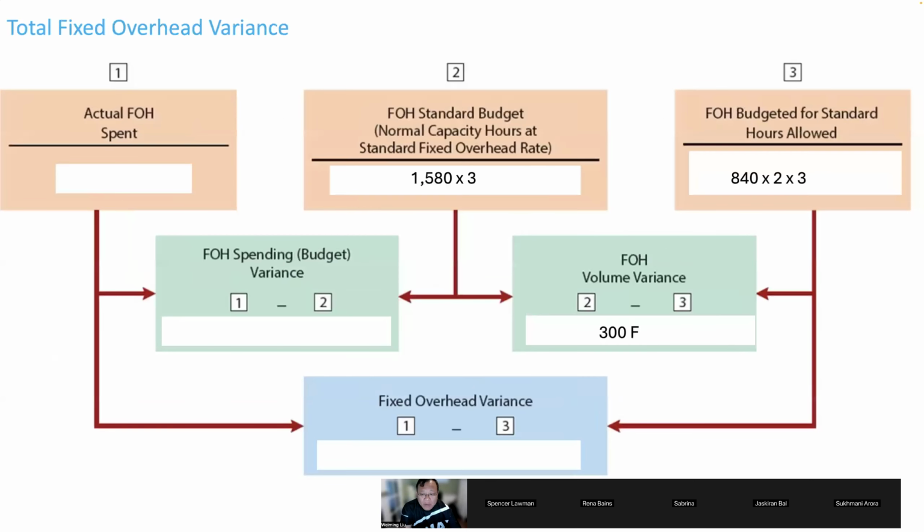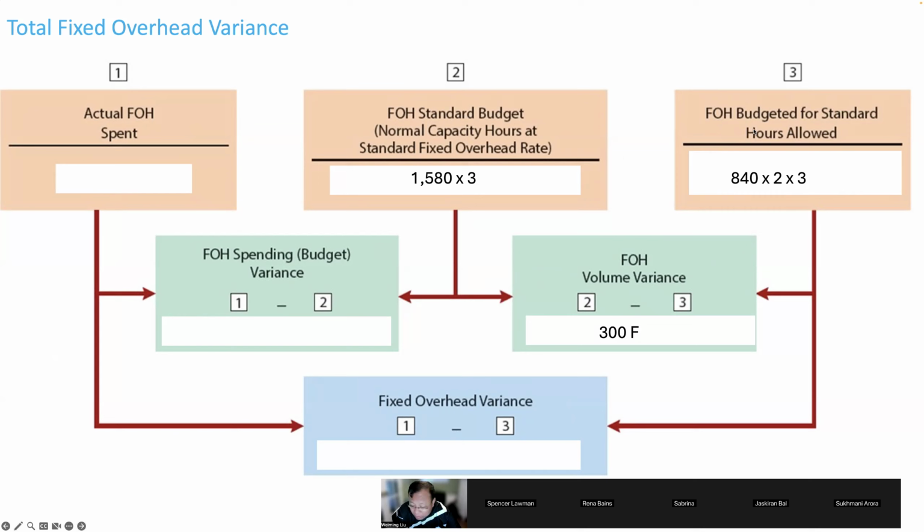So when I'm calculating my volume variance, the middle column for the fixed overhead is the 1,580, the total annual capacity divided by 12. This is my monthly capacity. I multiply it by the standard rate, $3 fixed overhead per direct labor hour.